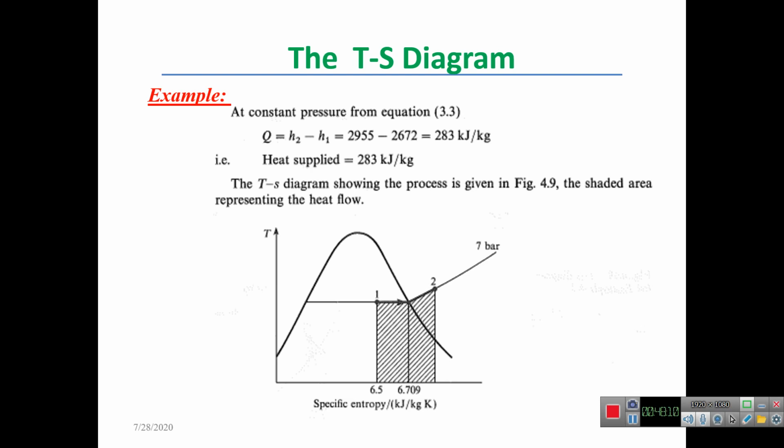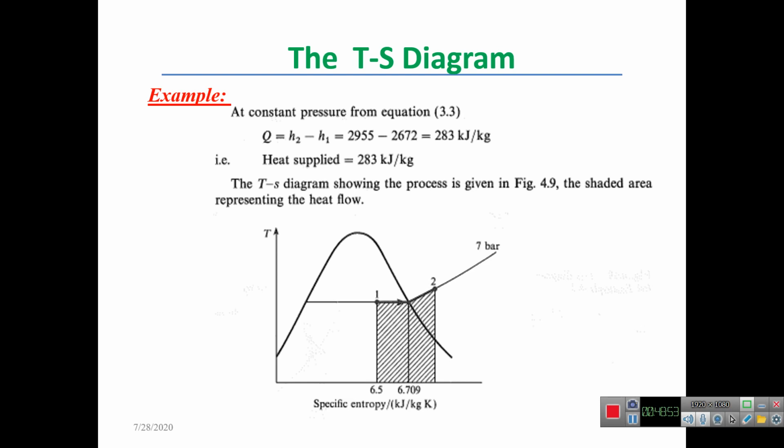Now at constant pressure, here is the diagram actually. This is the TS diagram, which depicts the problem which you are dealing with. As we can see, we started with state 1, where the entropy s is 6.5 and the pressure is 7 bar, and we heat it until we reached the dry saturated line, and then we continued heating until we reached state 2 at constant pressure of 7 bar. At the saturated vapor line, the entropy is 6.709, as we have shown earlier on.